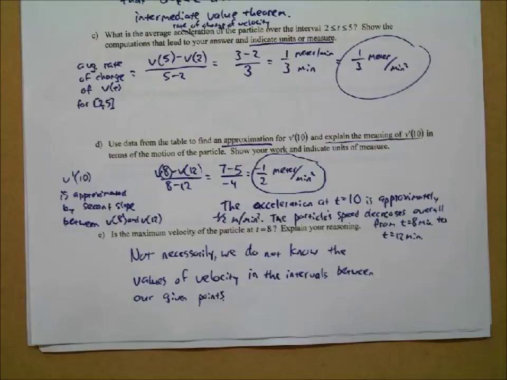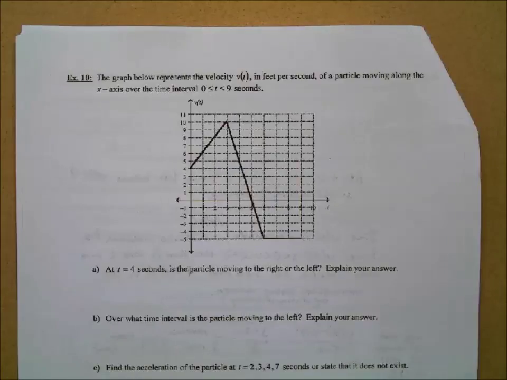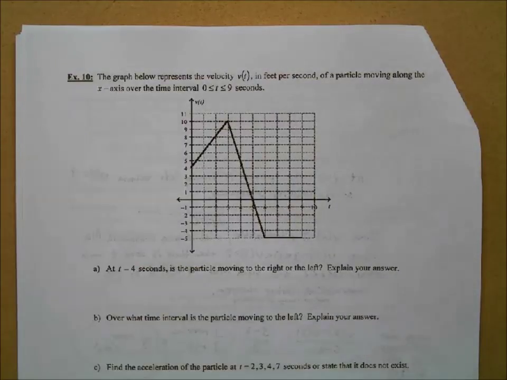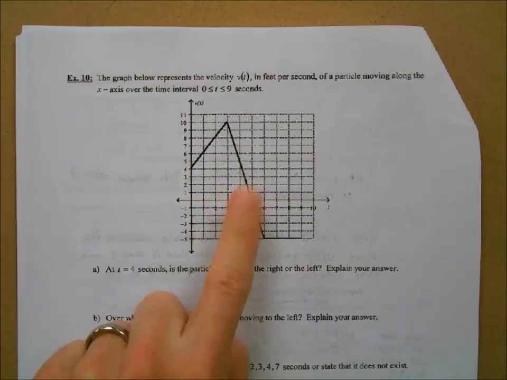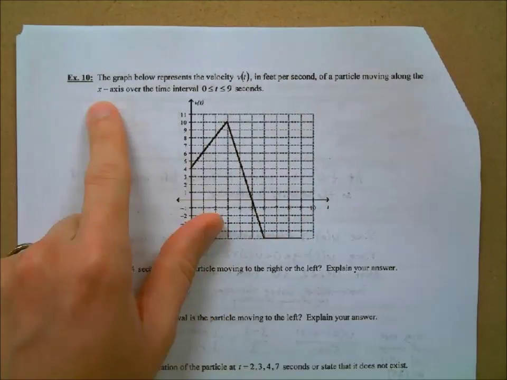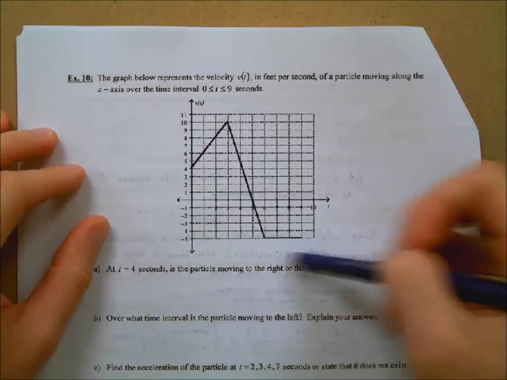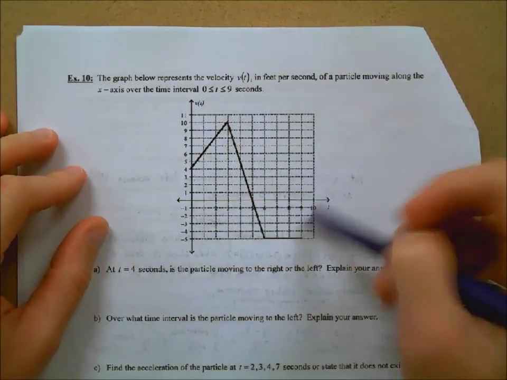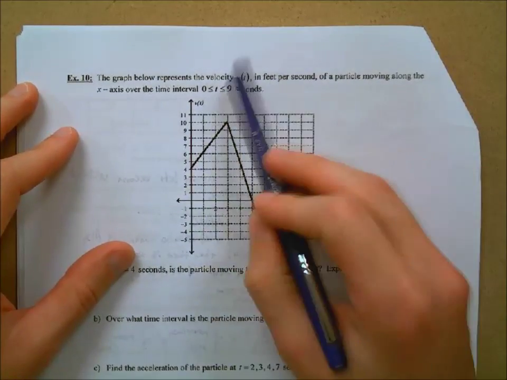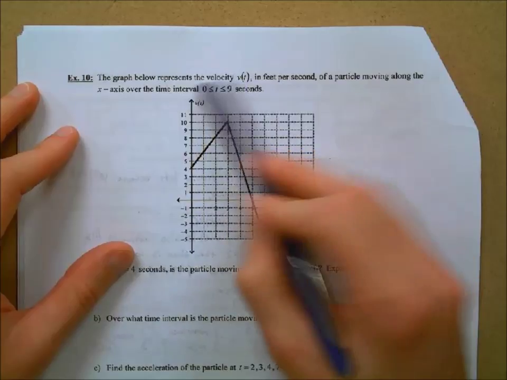In the first problem, we had to pull information out of a table. Another popular way to represent these scenarios is to be given a graph. In this scenario, the graph below represents the velocity, v of t in feet per second, of a particle moving along the x-axis. This is not the particle's motion. You are not looking at how the particle moves. The particle does not go up and then down and then flat. This is the velocity that you're looking at here, okay?